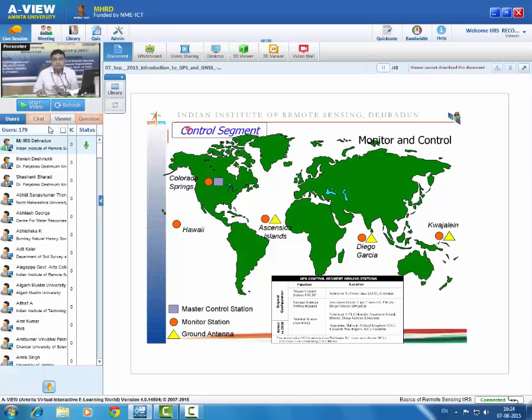In the previous slide we have seen the space segment. Now we are talking about the control segment. Colorado Springs is the headquarters, that is the master control station. It has a monitoring station, and then we have monitoring stations at Hawaiian Islands, Ascension Islands, Diego Garcia and Kwajalein. And ground antennas are also there. Besides this, we have many other surveillance stations placed around the globe, but this formation was the initial formation.